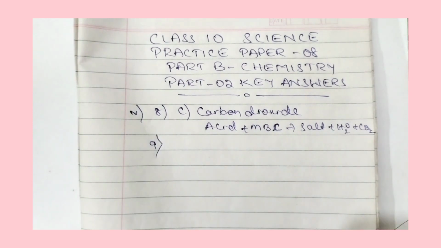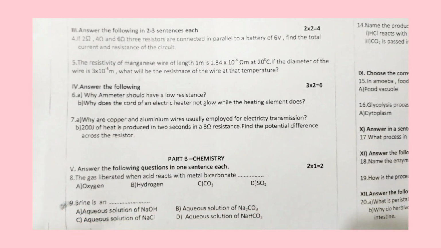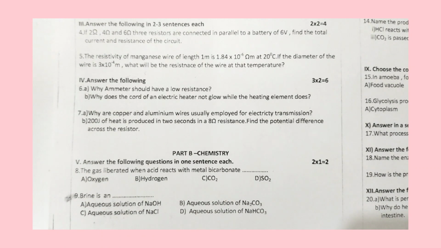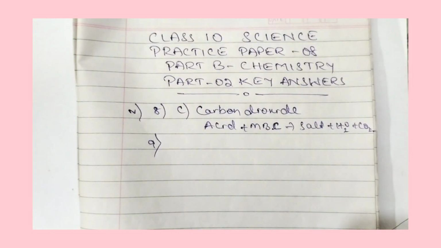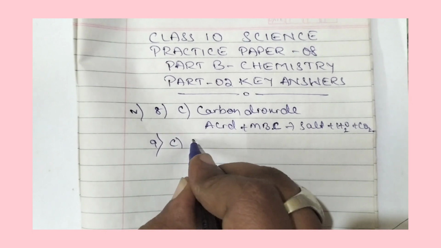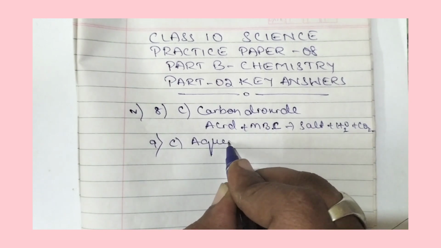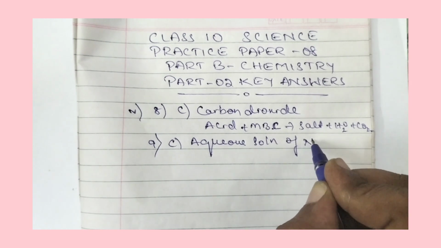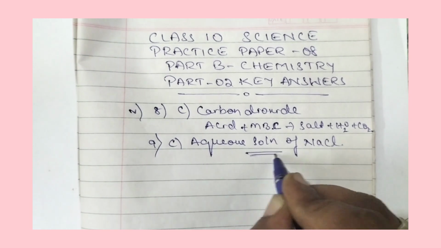Now let us move to the ninth question. Brine is an aqueous solution of: sodium hydroxide, sodium carbonate, sodium chloride, or sodium bicarbonate. Among these four options, the right option is option C. Brine is an aqueous solution of NaCl, that is sodium chloride.